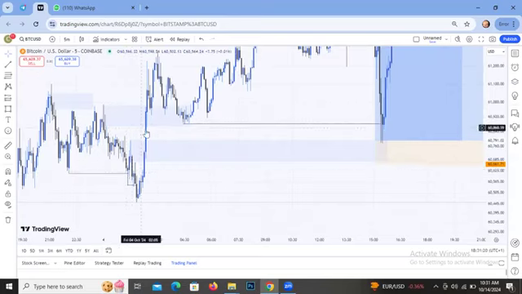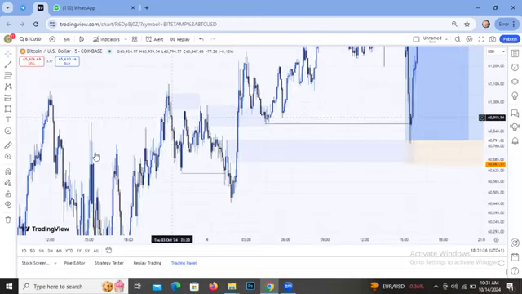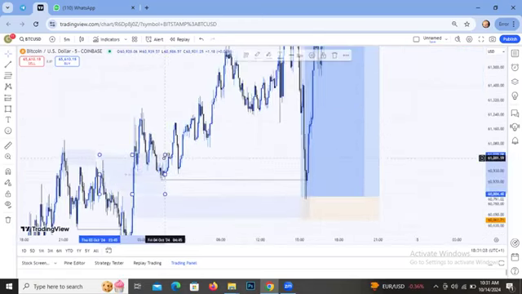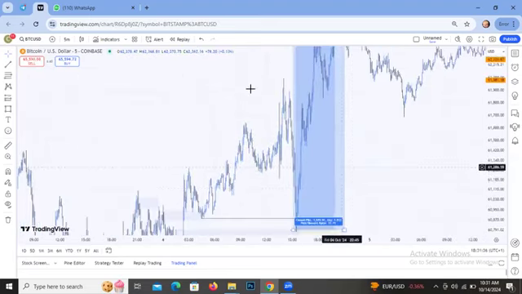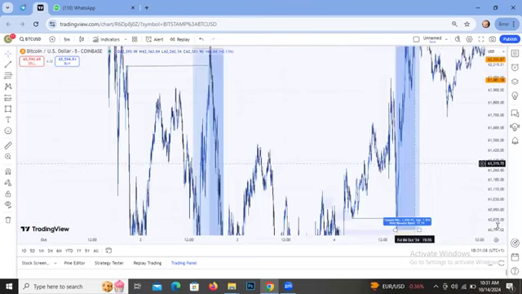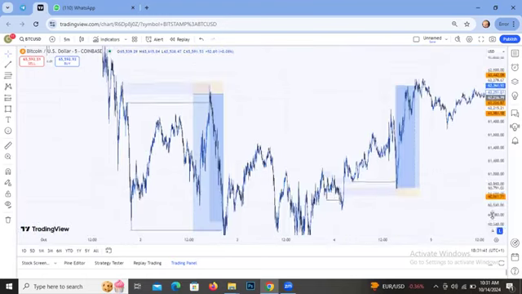And this is the first order block. This is the second one. Then the pullback created liquidity for this particular breaker block, our main POI, the first one, to be valid. Now the market went straight up, targeting the next high. Do you guys understand?